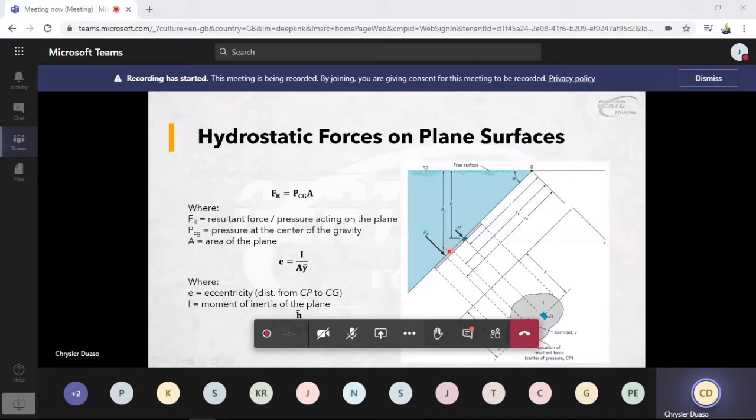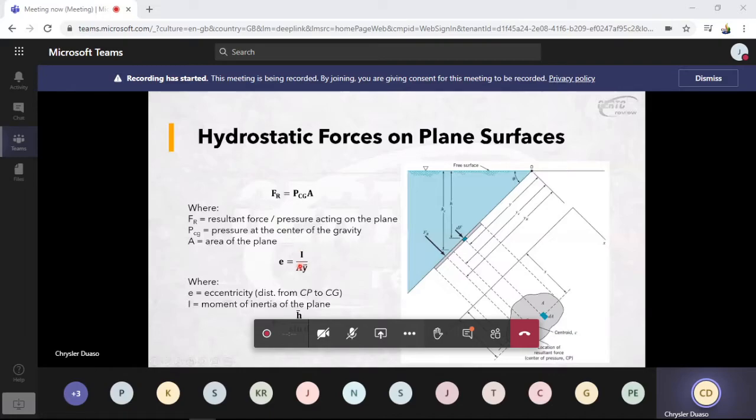So you need to understand that every time you're going to solve for the location, you use this formula. What are you solving for here? When you use this formula, you're actually solving for the eccentricity. So take note of that. The eccentricity is actually the distance from the center of gravity to the center of pressure.